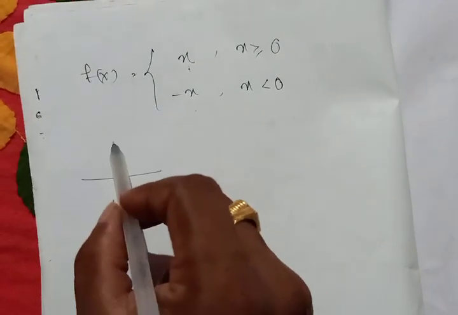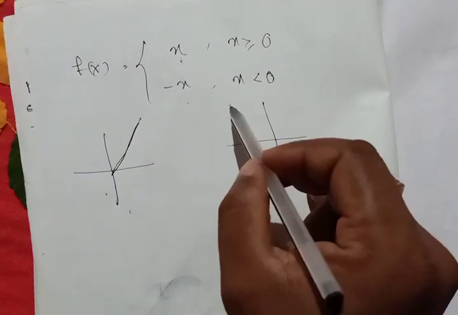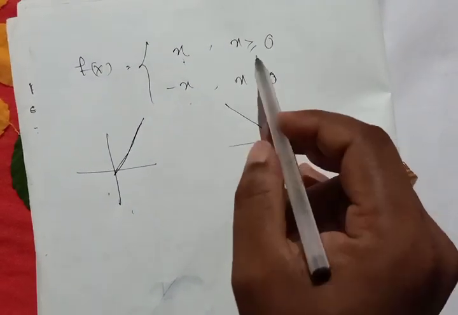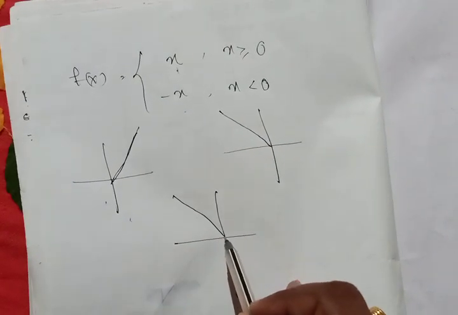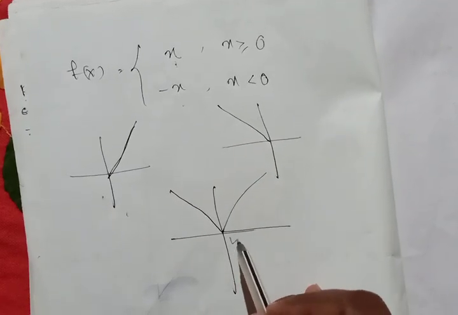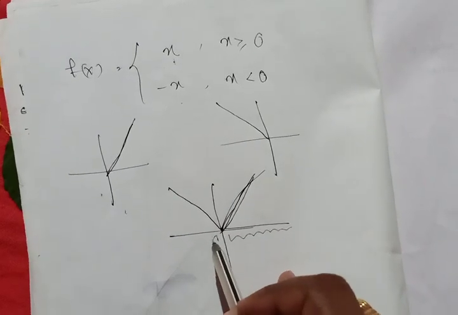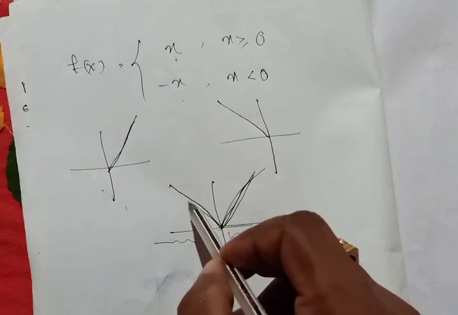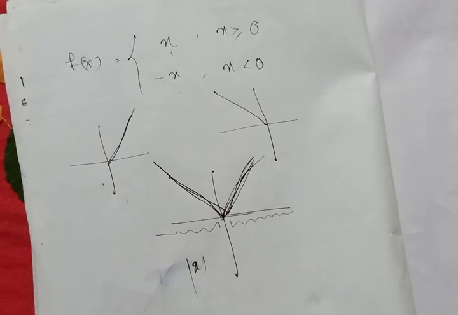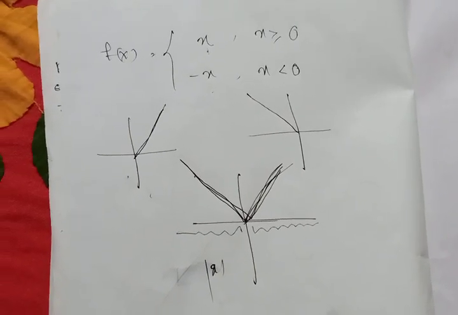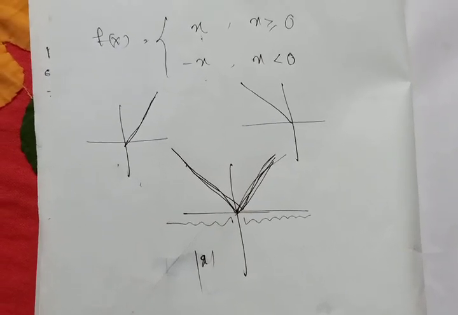So as you know, this is the graph of f(x) equal to x, and this is the graph of f(x) equal to minus x. So what do we get? We get it like this. If you take x greater than 0, like this part, we get f(x) equal to x. If you take x less than 0, we get f(x) equal to minus x, this one. So this is the graph of mod x. It will be helpful to draw the graph of the function sin inverse of sin theta.